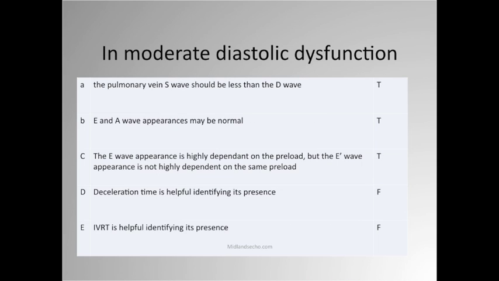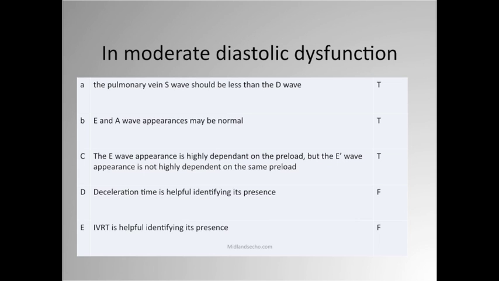In moderate diastolic dysfunction, the pulmonary vein S wave should be less than the D wave. Remember what we said in diastolic dysfunction: left atrial pressure goes up. The S wave of the pulmonary vein flow is during ventricular systole, so the mitral valve is shut. Mitral valve is shut, you've got higher pressure in the left atrium, so during that time you'll get less flow down the pulmonary vein into the left atrium because the pressure is already high. So that's why the S wave comes down in diastolic dysfunction, so that's true.